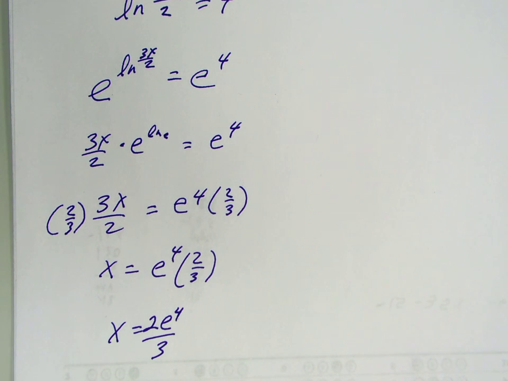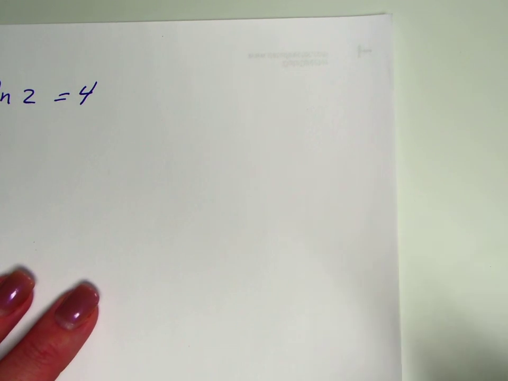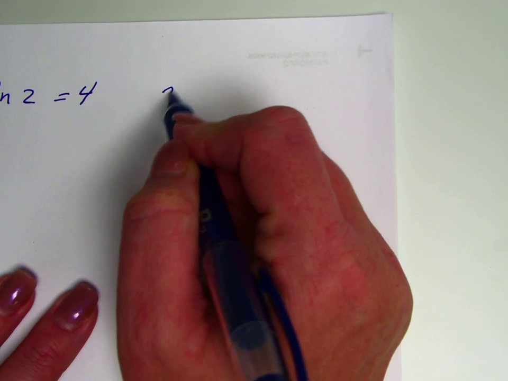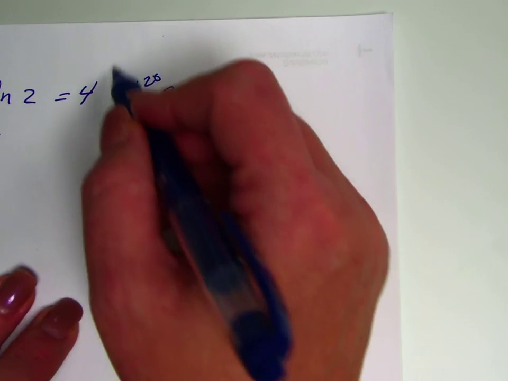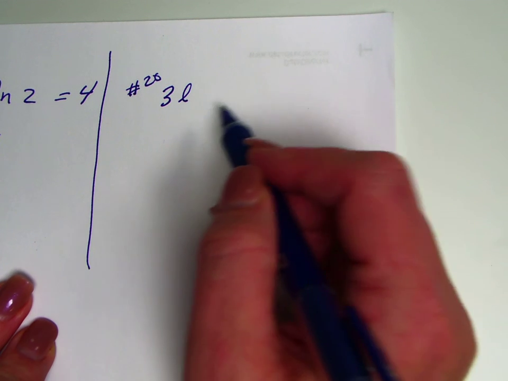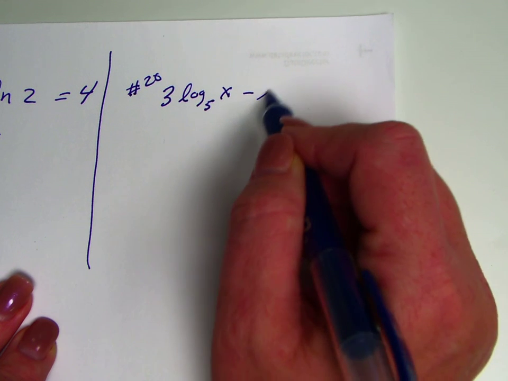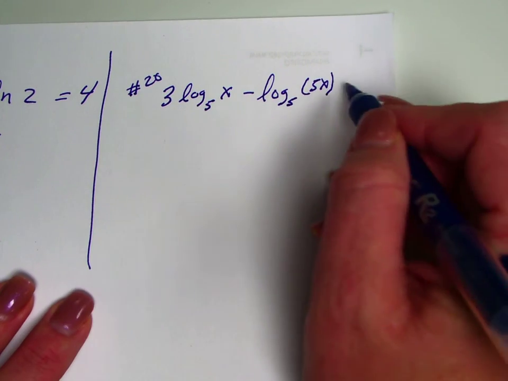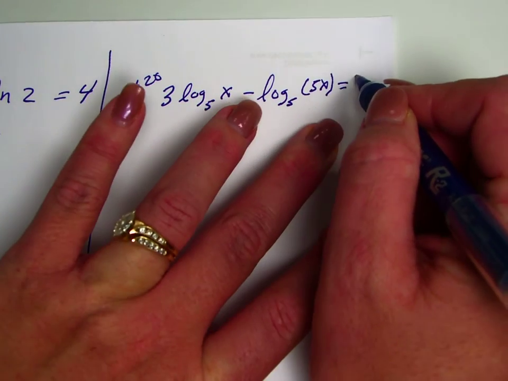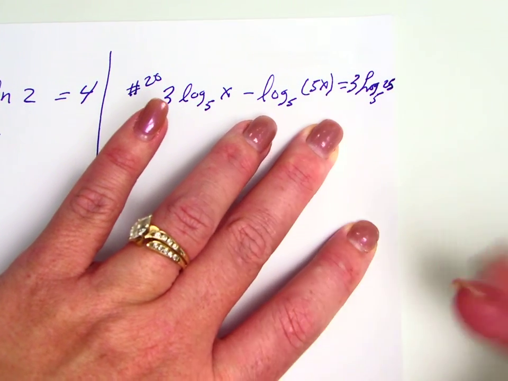All right, for number 20, we're going to have 3 log base 5 of x minus the log base 5 of 5x equals 3 log base 5 of 25. I don't have enough room, so I'm going to squeeze it in here.